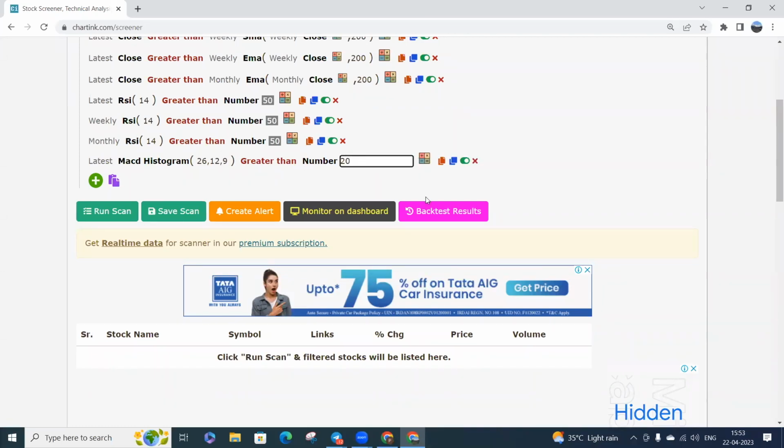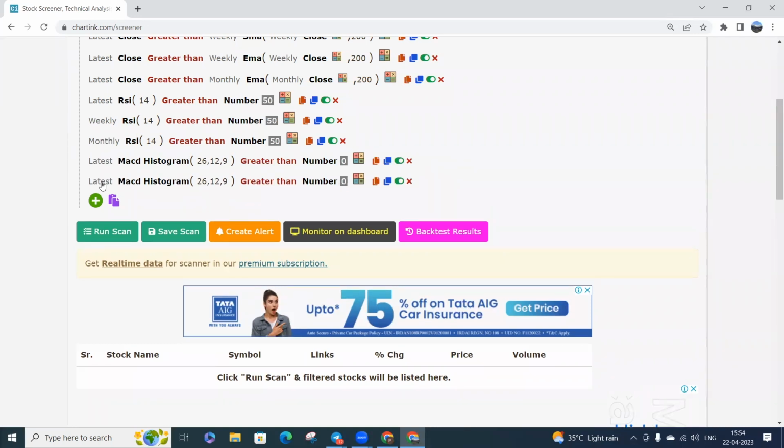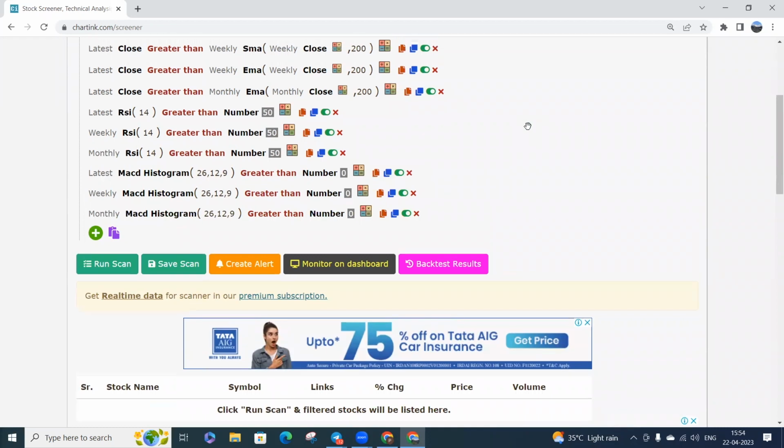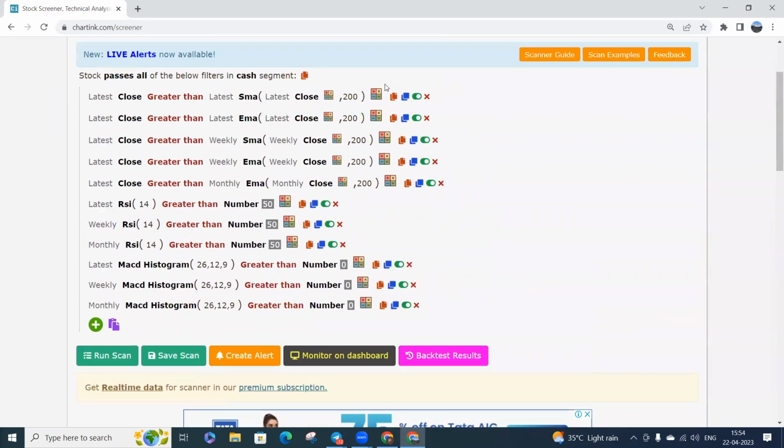What can I have as a number here? The histogram should not be at the bottom side. It should be on the above side. So 0 and above should be the correct one, greater than 0 should be the one. So I'll copy it. This is for weekly. Again, I'll copy and make it monthly. So we have SMA, EMA, all the things are up. We have the RSI, everything is up. MACD, everything is up. And I want the latest close.